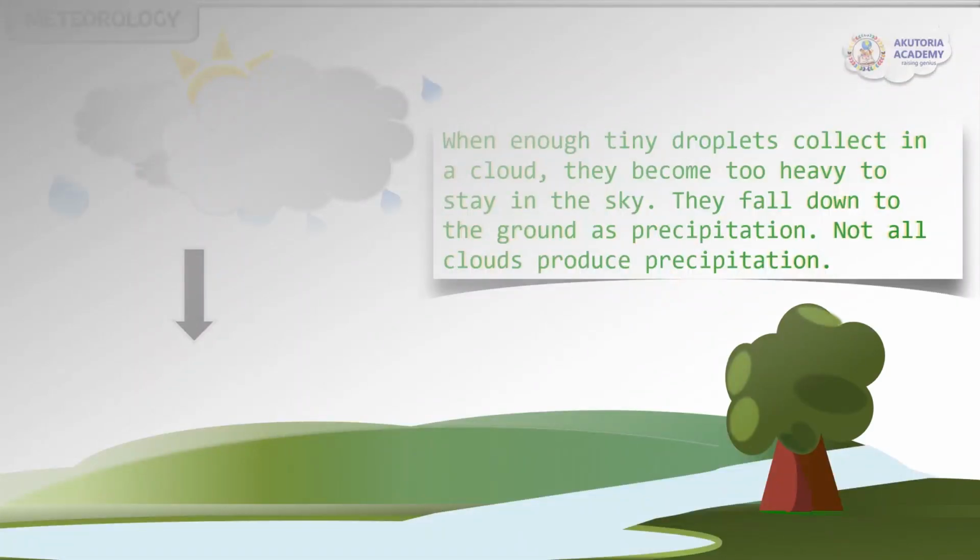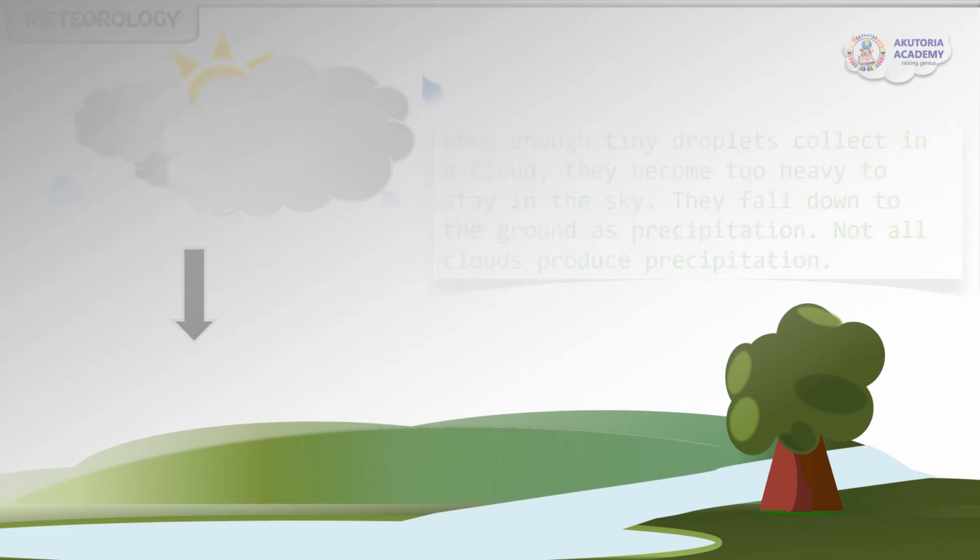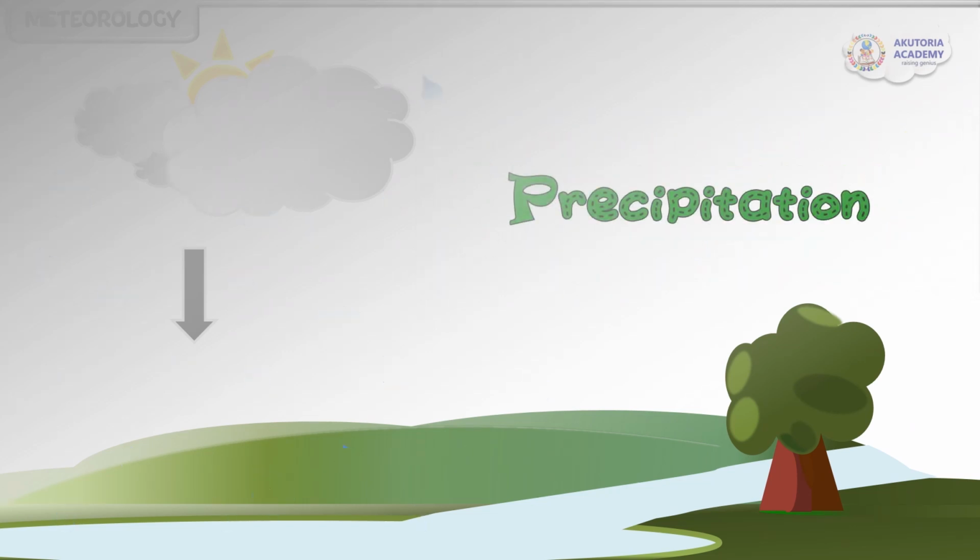We're moving to the third stage. The third stage is precipitation. When enough tiny droplets collect in a cloud, they become too heavy to stay in the sky. They begin to fall down as rain, and that process is called precipitation. So rainfall is simply precipitation occurring, and this is the third stage of the water cycle.